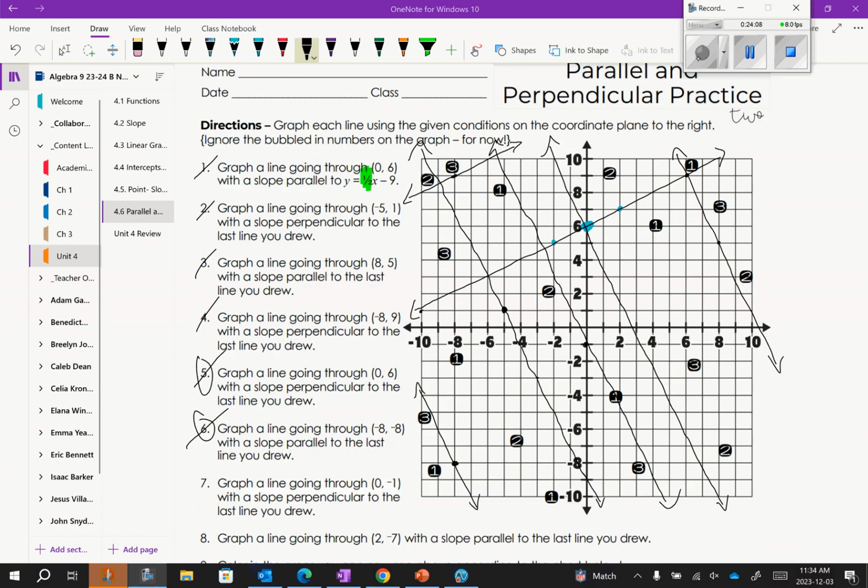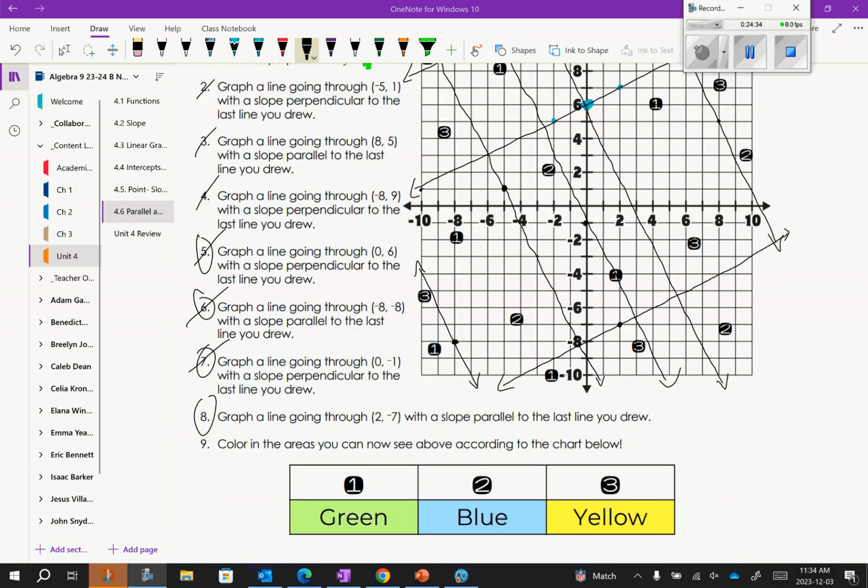2 to go. It looks like all we're doing here is perpendicular to the last one, parallel to the last one. We're bouncing back and forth between a slope of +1/2 and a slope of -2/1. So we're getting this whole crazy grid here where lines are parallel to one another and lines are perpendicular. All right, one more, 8.